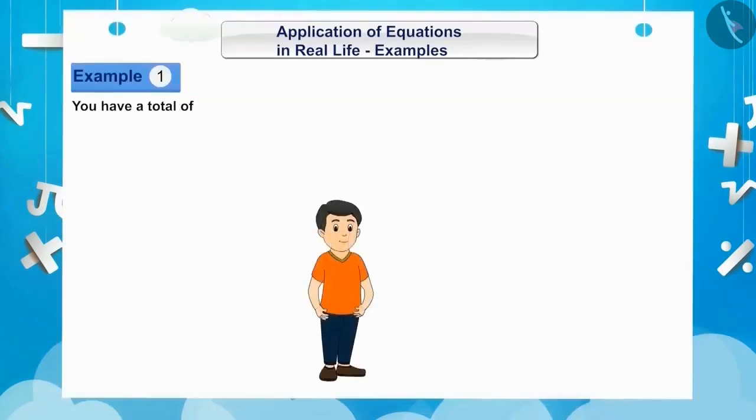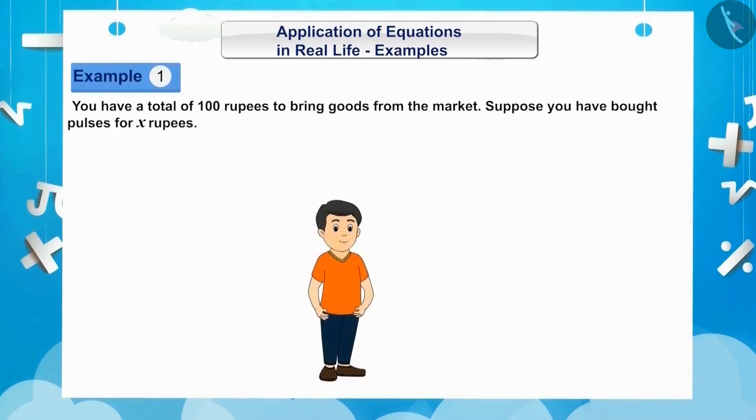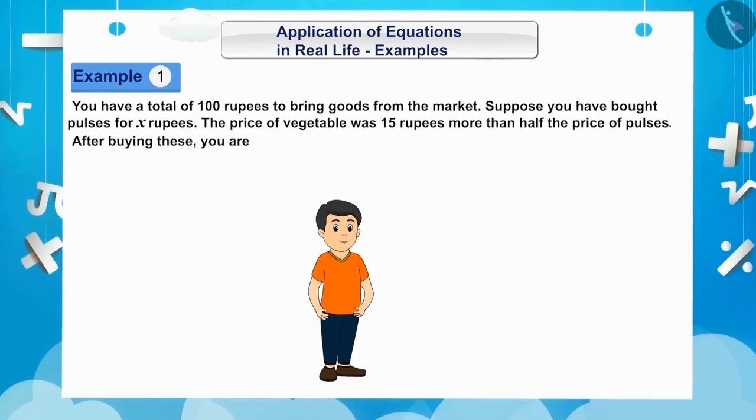Example 1. You have 100 rupees to shop at the market. Suppose you bought pulses for x rupees and the price of vegetables was 15 rupees more than half the price of pulses. After shopping, you're left with 10 rupees. Can you tell the cost of pulses?